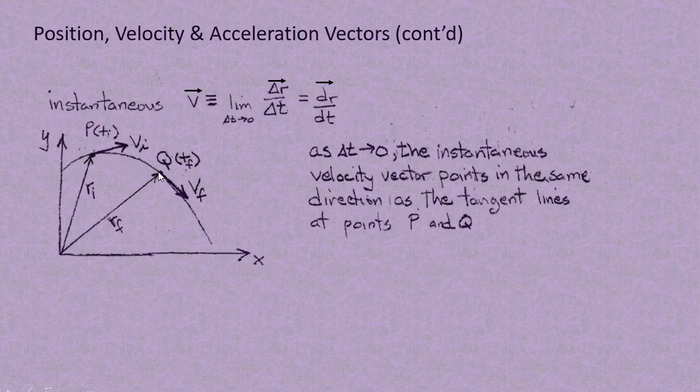But if you can imagine, as the time between P and Q gets shorter and shorter, the Q position is going to get closer and closer to the P position, and you can see that the delta r vector is going to change direction. As delta t approaches 0, the instantaneous velocity vector points in the same direction as the tangent line at point P for the instantaneous velocity at position P, and the instantaneous velocity at point Q points in the direction of the tangent line at point Q.